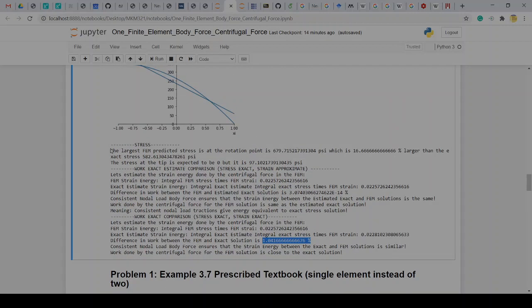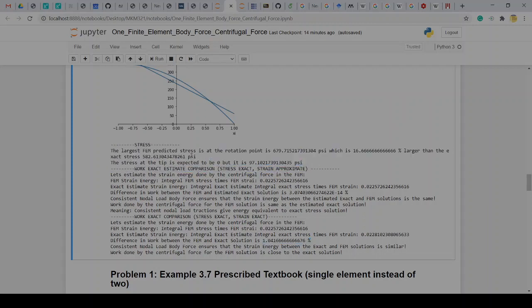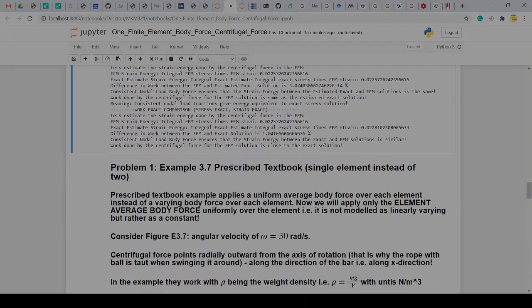Lastly, I also included the stress, looking at the largest predicted stress. It is about 17% larger on the FEM side than on the exact side, so it's a bit of an over prediction. And at the tip, we expect to see 0 psi stress, but we're seeing just under 100 psi. That's the nature of the approximation when we compare the expected solid mechanics solution to our approximate finite element solution.